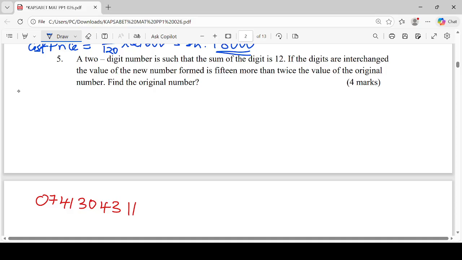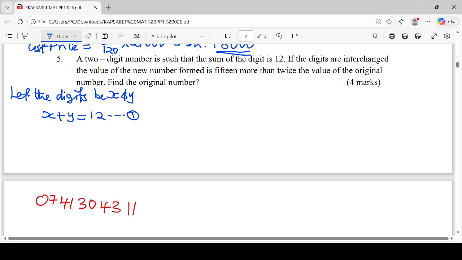Let the digits be x and y. They are saying that the sum of the digits is 12, that means x plus y should give me 12. And this is equation 1.